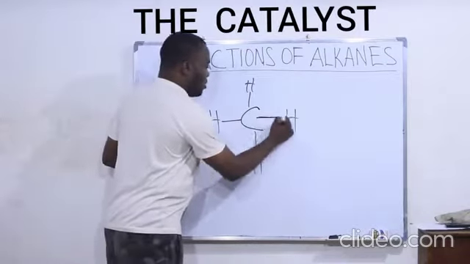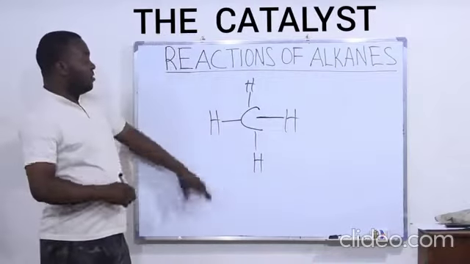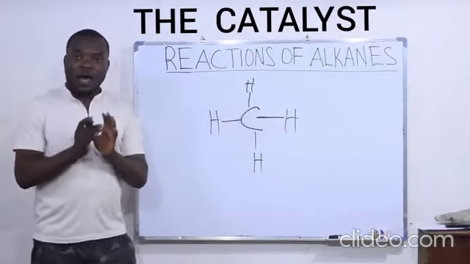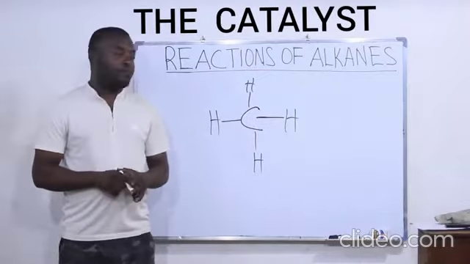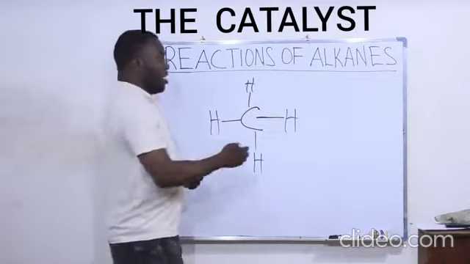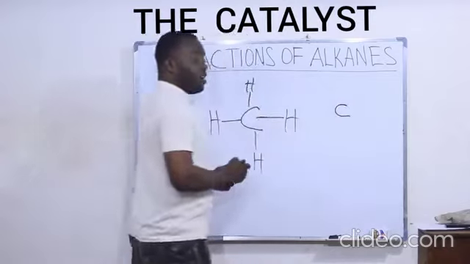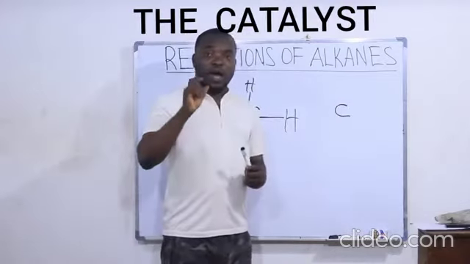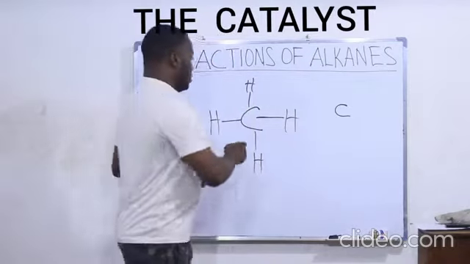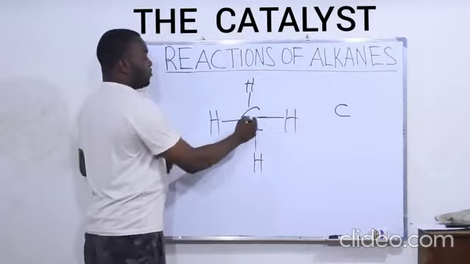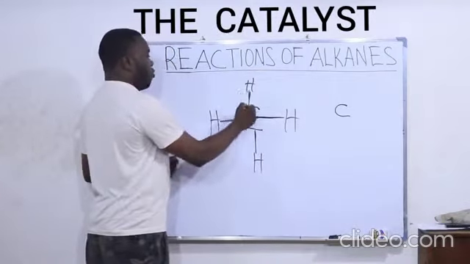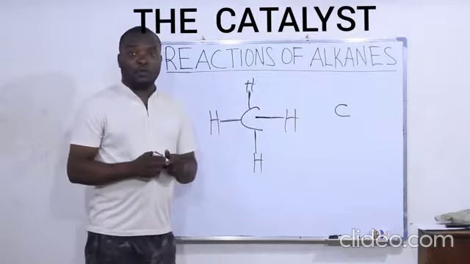Looking at this alkane, which is methane, you can see that all the 4 bonds of the carbon atom have hydrogen atoms attached to them. Remember, in organic chemistry, every carbon atom present in an organic compound must have a total of 4 bonds attached to it. In this alkane, we have the 4 bonds as 1, 2, 3, 4. That is, the lines represent the bonds.